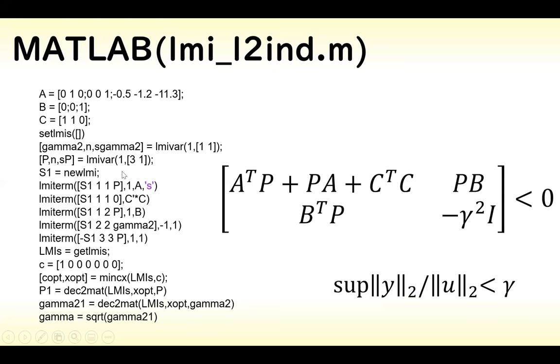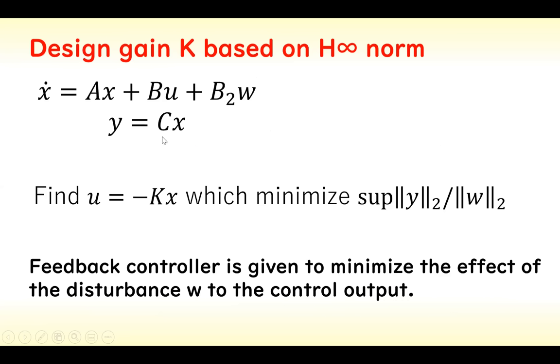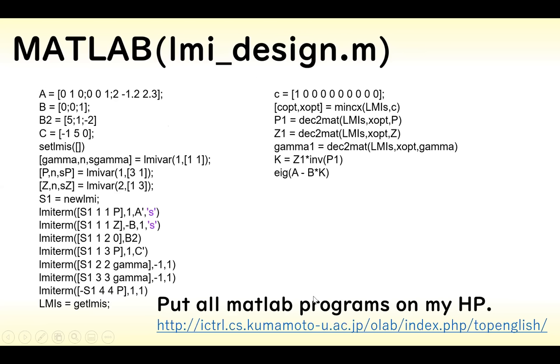Then we consider the Matlab problem for feedback control system design. We find the feedback gain K to satisfy stability and some control performance. We find a controller which minimizes the L2 induced norm from disturbance w to y. The feedback controller is given to minimize the effect of the disturbance w on the control output y.